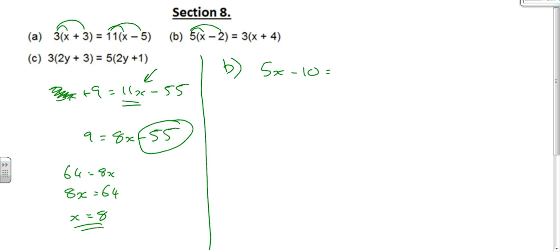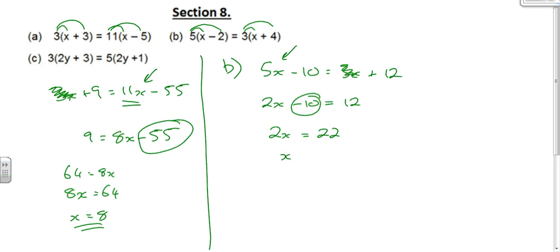Then if we do the other side of the equals, we've got 3 times x, which is 3x. We do 3 times 4, which is 12. So I'm going to get rid of 3 of these x's, I'm going to get rid of 3 of these x's. So you're going to have 2x minus 10 equals 12. I'm then going to get rid of the minus 10. I've got 2x equals 22. And I've got 1x equals 11. And that's it for question B.